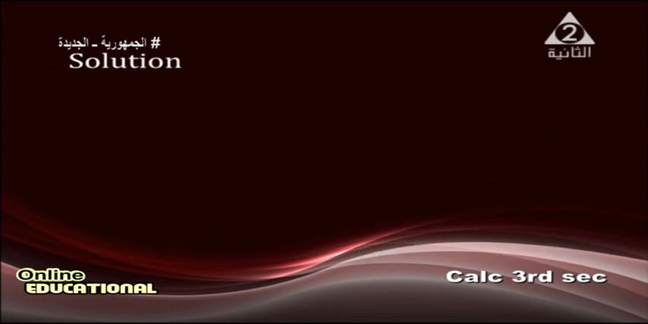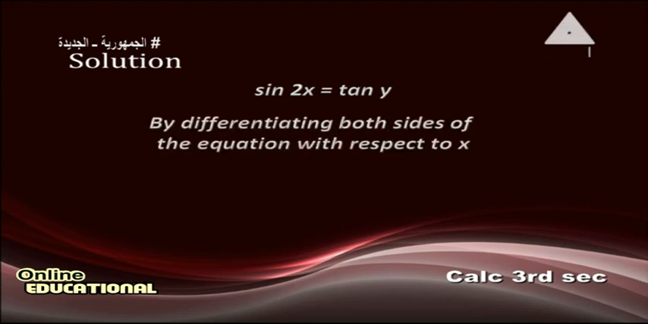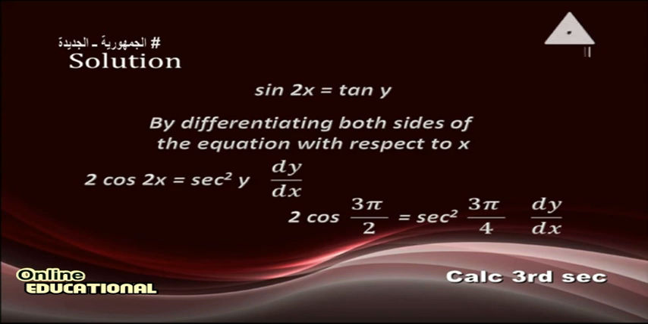Now we have trigonometric functions. Sin 2x equals tan y is the equation of a curve. By differentiating both sides with respect to the variable x, the derivative of sin 2x is cos 2x multiplied by 2. Then the derivative of sin 2x is 2 cos 2x, which equals the derivative of tan y. The derivative of tan y is sec² y dy/dx. Then 2 cos 2x equals sec² y dy/dx, at the point (3π/4, 3π/4).